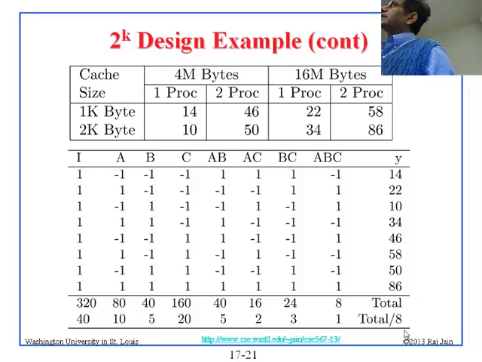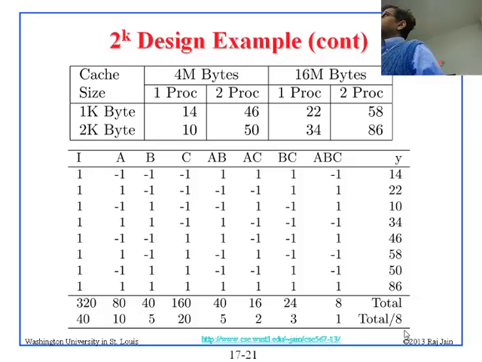For these 8 experiments, numbers were measured. This is an example anyway: 10, 14, 46, 50, 32, and so on. We arrange them in tabular form. The table has 8 plus 1 columns, 2 raised to k plus 1 columns. First we have I, which is always 1. Then we have A, which alternates between minus 1 and plus 1. Then B, which alternates minus minus, plus plus, minus minus, plus plus. Then C, which is minus 4 times, and then plus 4 times. So those are the 8 combinations.